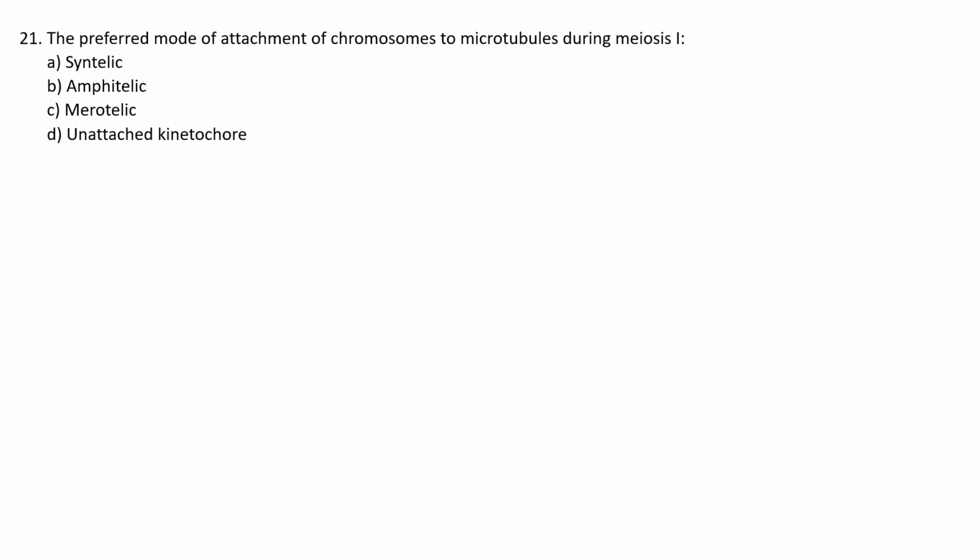So the preferred mode of attachment of chromosomes to microtubules during meiosis 1 is the syntelic mode. Someone is saying it in the chat. Great, good. Yes, it is option A, syntelic. As I had shown in the image, you have equal binding of the microtubules via the kinetochore to the homologous chromosomes, such that the homologous chromosomes can separate. So that's syntelic binding, syntelic attachment.